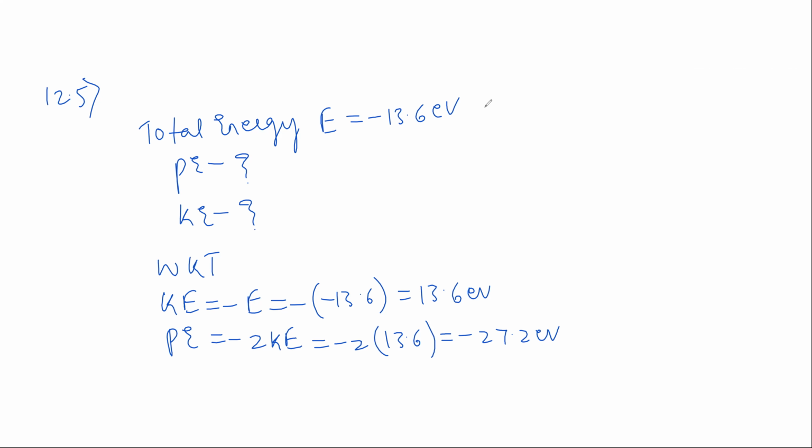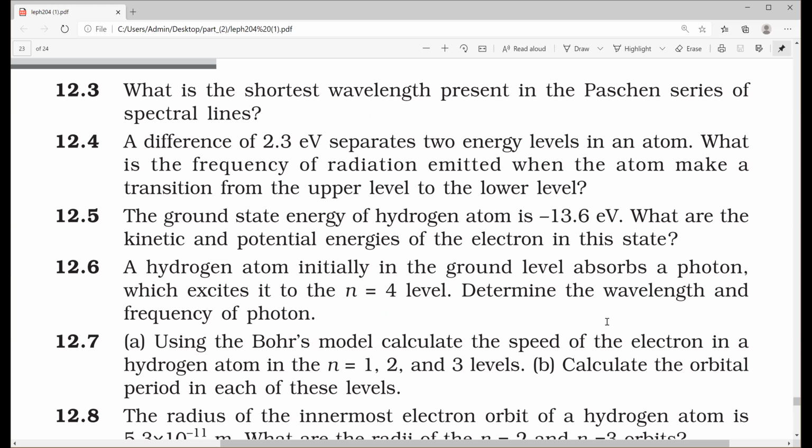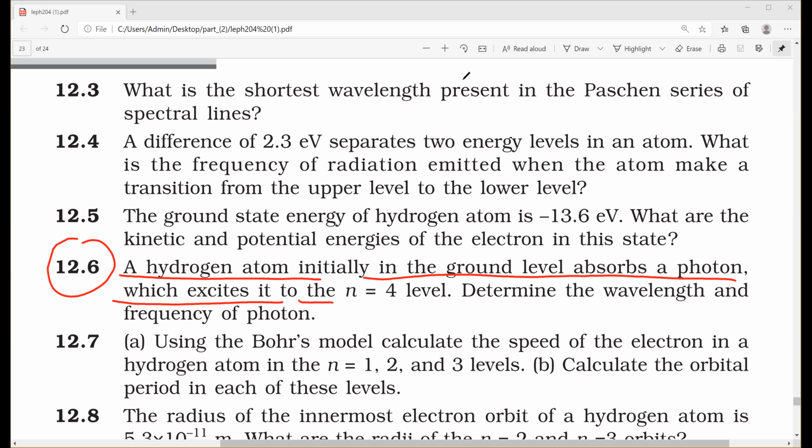So next we shall move to the next one, 12.6. What they asked in 12.6: a hydrogen atom initially in the ground state absorbs a photon which excites it to the n is equal to 4 level. Determine the wavelength and frequency of the photon, is the question. So how to solve that one? Let us see how to solve this one.